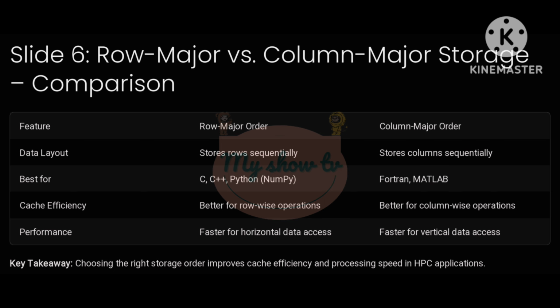Example: consider a 1000 by 1000 matrix stored in row major order. Accessing it row-wise is fast because the elements are stored next to each other. However, accessing it column-wise is slow, as it causes frequent cache misses. The opposite applies to column major storage. Significance: selecting the correct storage order based on workload can significantly improve execution speed in HPC applications.